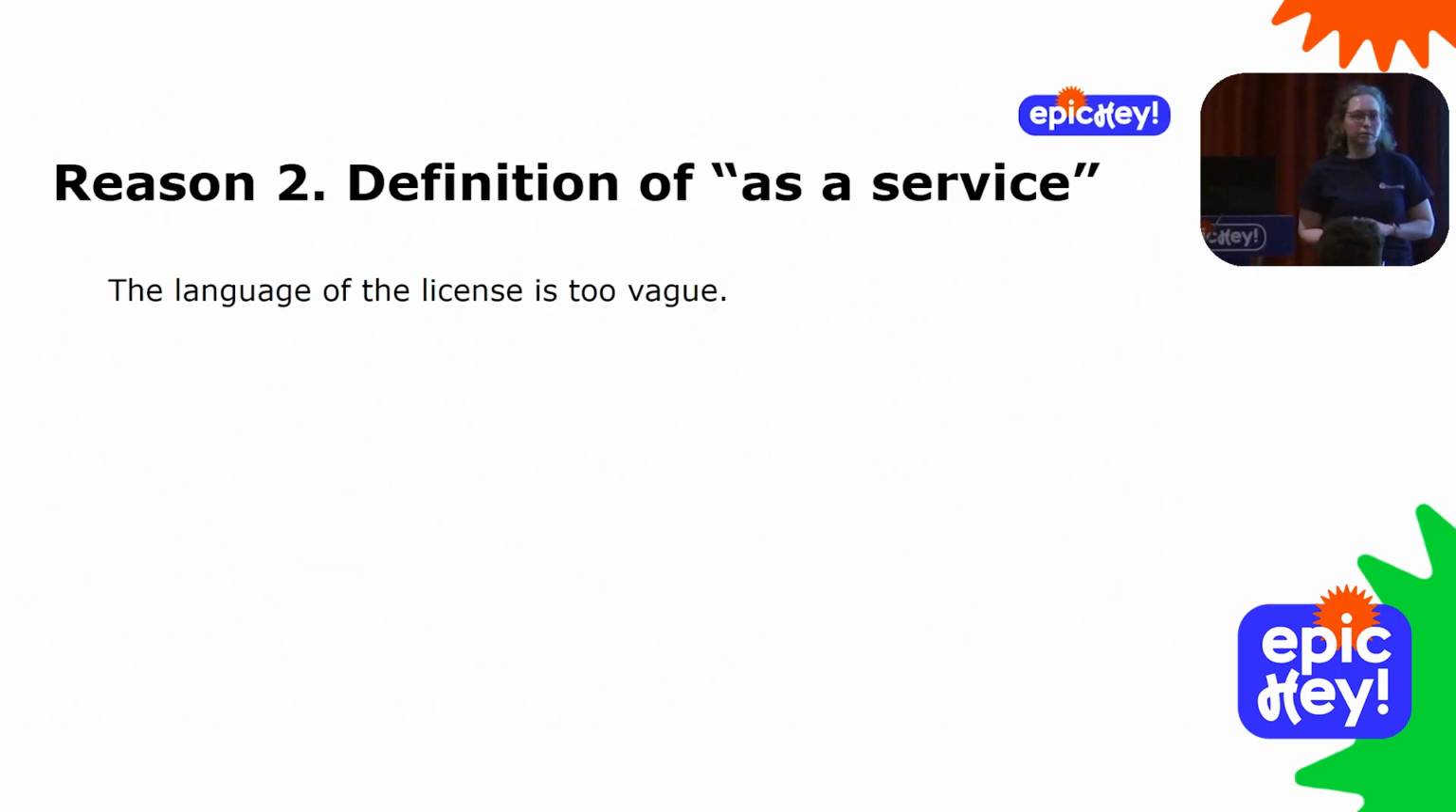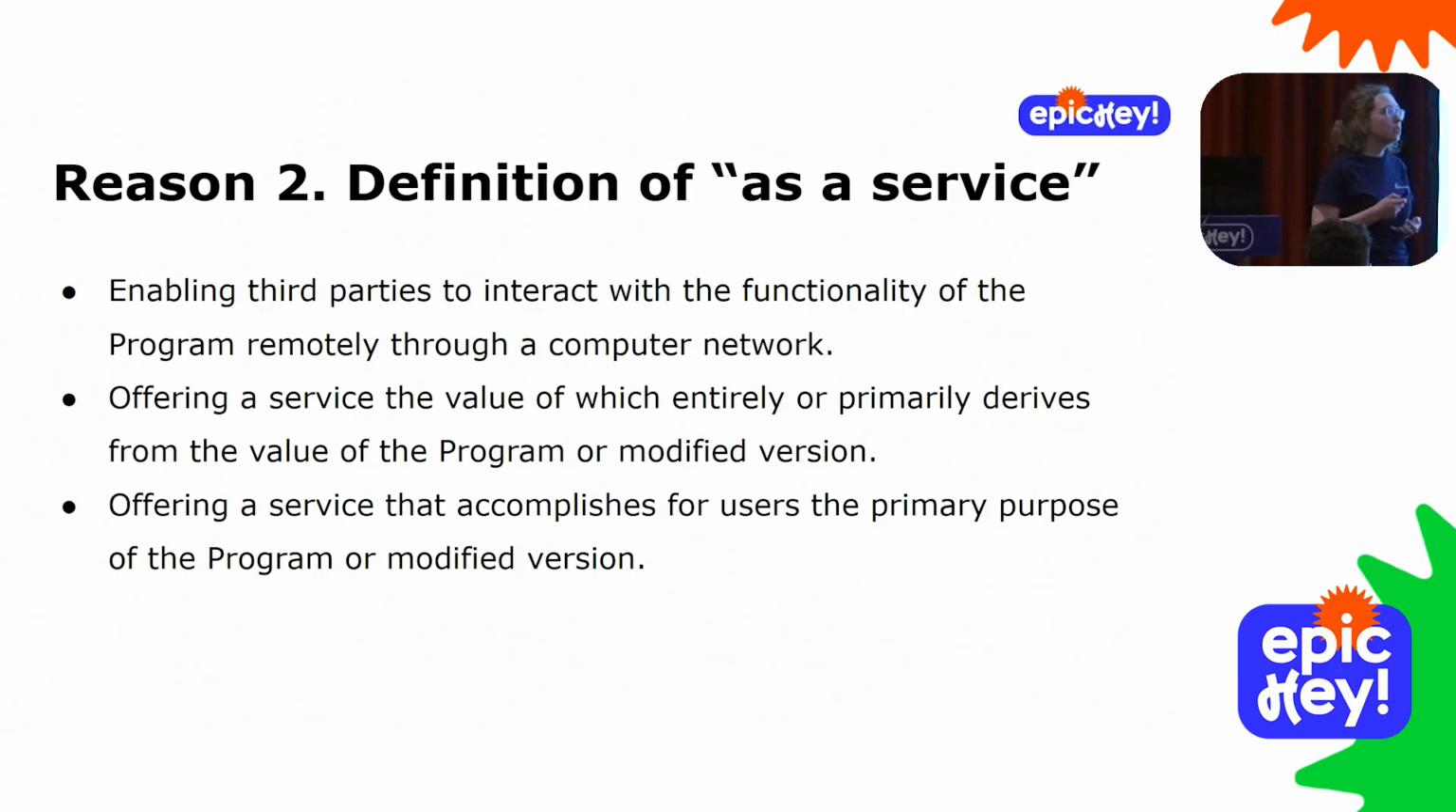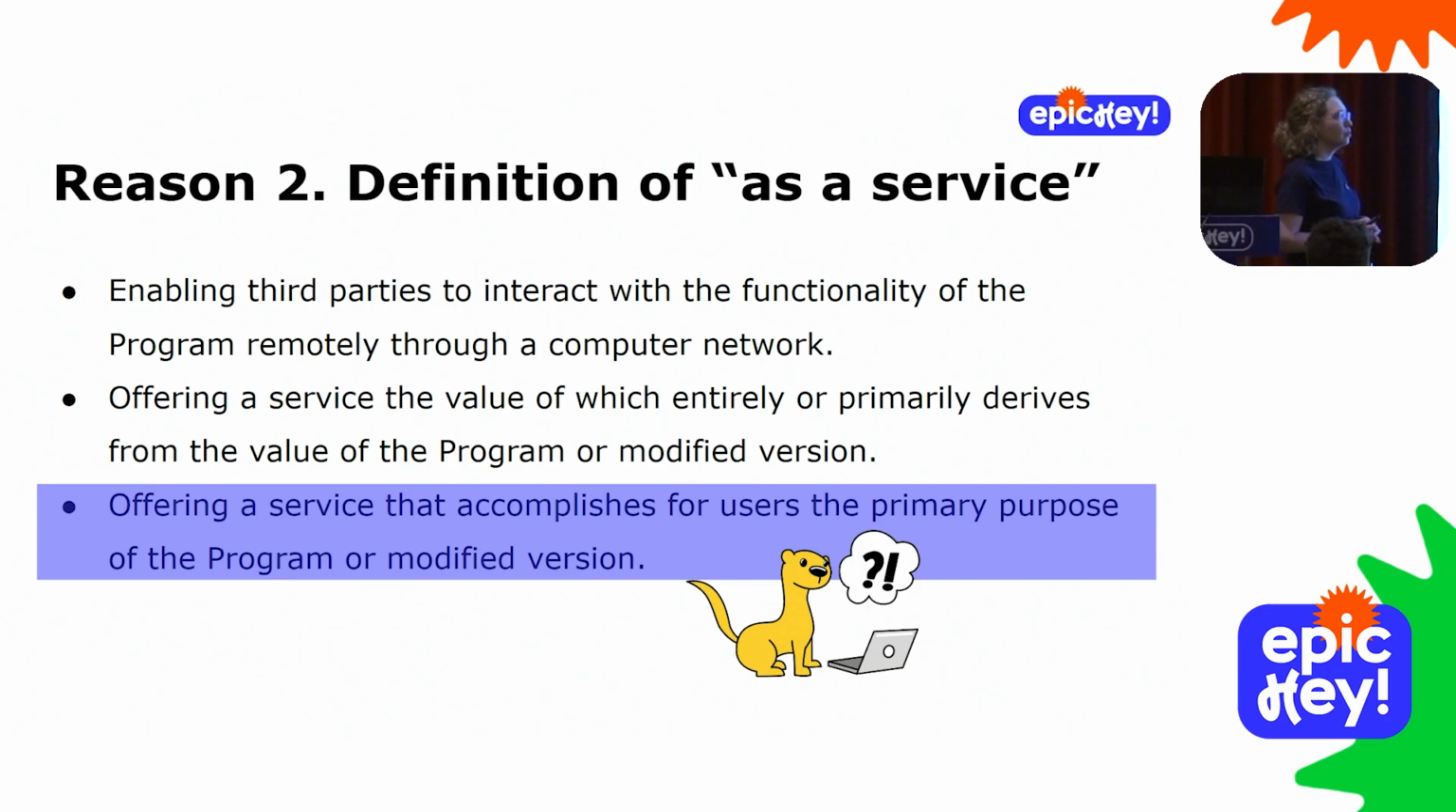There is another interesting thing about that license. The definition of "as a service" is quite tricky and interesting in the SSPL license. The license itself is like TUAG. Specifically, here are some examples from the license. Those are examples of what is described as a service. I'm more interested in the last one. If you offer a service that accomplishes for the users the primary purpose of MongoDB, then it is considered that you run MongoDB as a service.